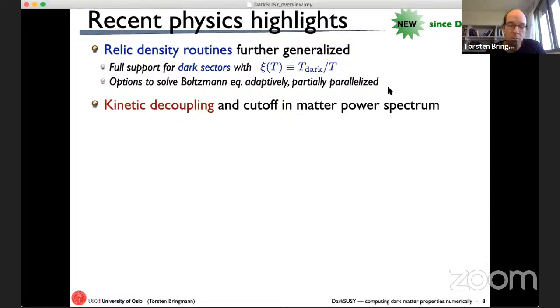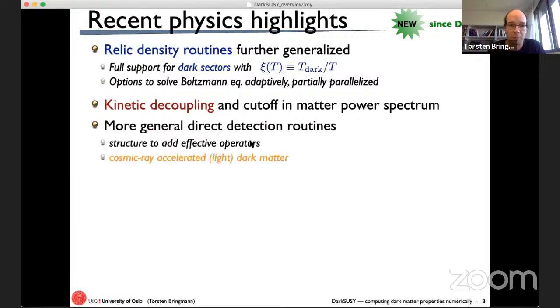The way the standard Boltzmann equations are solved has also been improved. There's another update that I've not even listed here, and that is for coupled Boltzmann equations. I think this is something that Laura also mentioned in her presentation, in situations where kinetic decoupling, that's the next point, and chemical decoupling are intertwined, such that the standard preconditions for the typical vanilla relic density calculations are not satisfied anymore. So this is something that you also can do with DarkSUSY now.